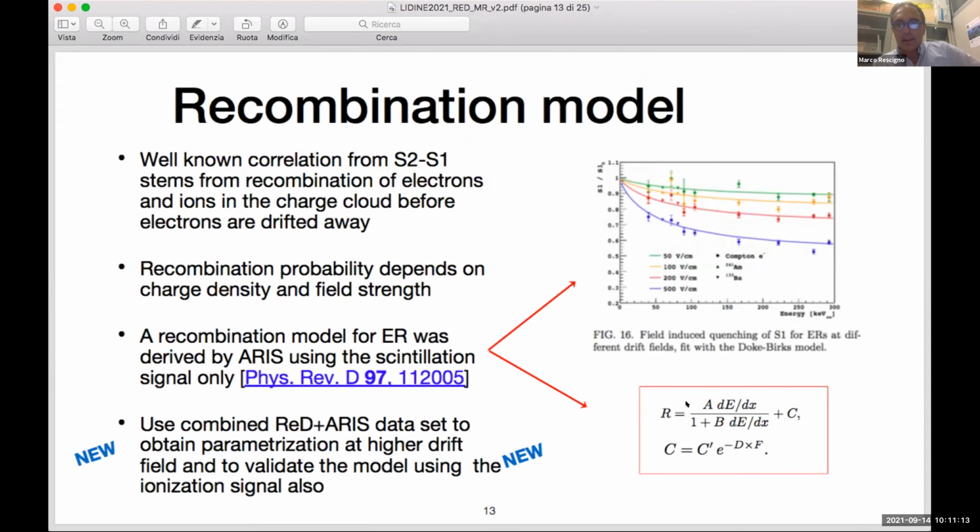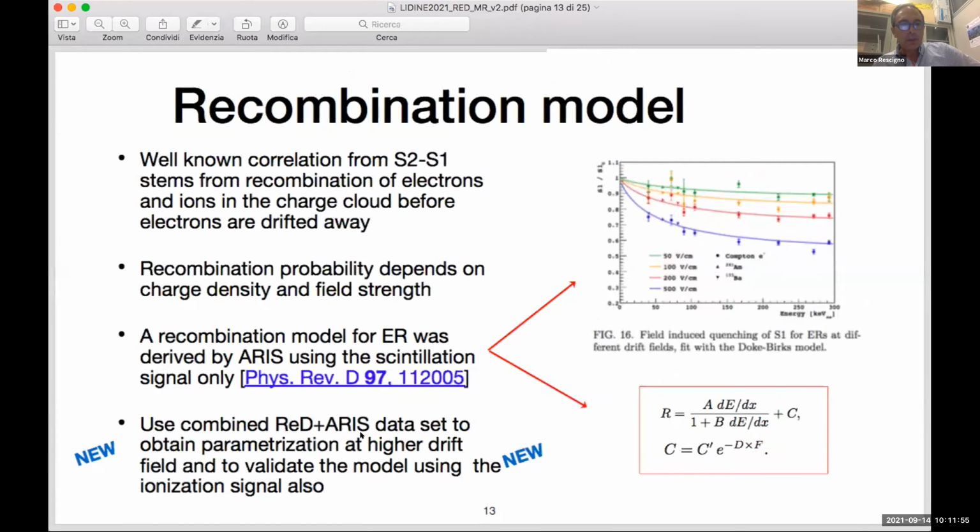We have taken a little step further, trying to model the recombination probability as a function of energy and field. We started from the ARIS published data, and we combined this data with our own and tried to extend this parameterization to higher drift field, because we have operated the chamber up to a kilovolt per centimeter drift field. Also, differently from ARIS, we tried to match this recombination model in order to see whether we can reproduce our S2 data, the data on the ionization.